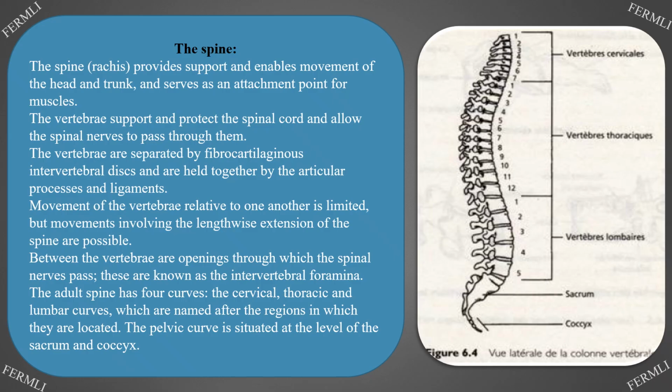The adult spine has 4 curves, the cervical, thoracic and lumbar curves, which are named after the regions in which they are located. The pelvic curve is situated at the level of the sacrum and coccyx.